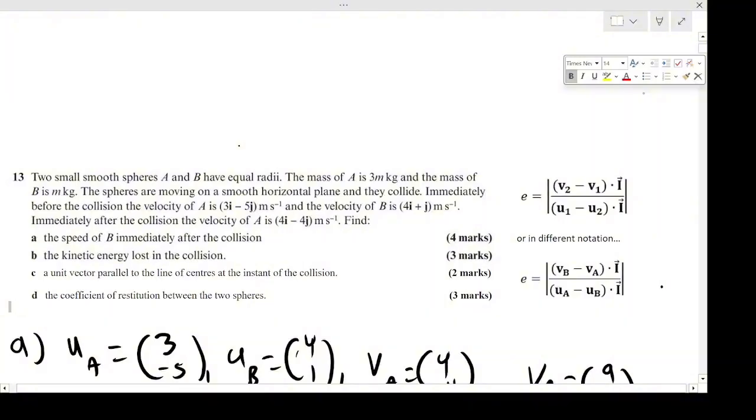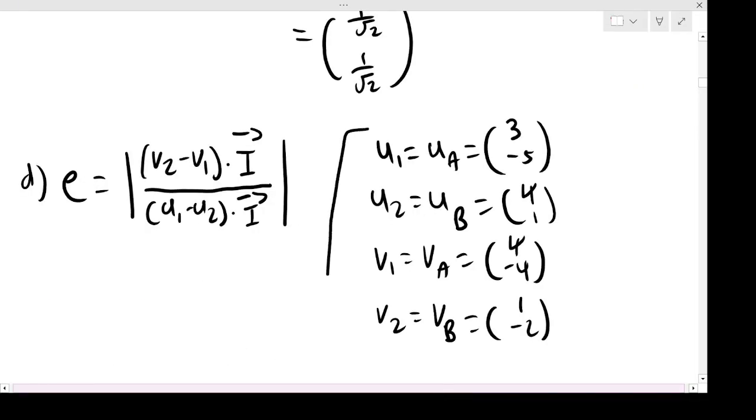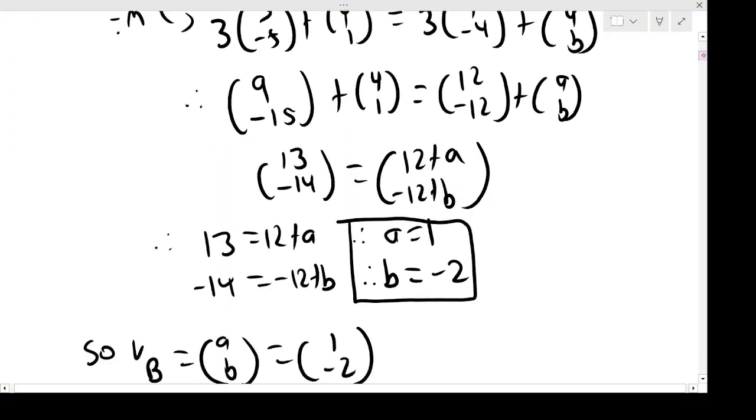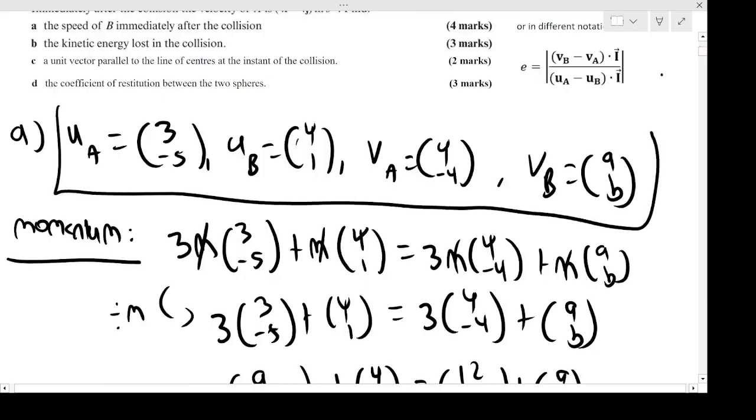Right, and now the final part of the question is asking for the coefficient of restitution between the two spheres. That's where this formula is going to come into play, okay? So I'm just going to copy it down below, and then we'll work with this formula. I've also copied down the 4 velocity vectors, which I've literally just copied from here, my little list that I did at the start.